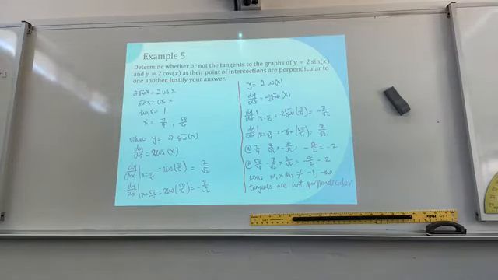Alright, dy/dx of both, and then dy/dx at that point. This time x is pi over 4, so you solve the intersection, and then you can work out what the two tangents are.